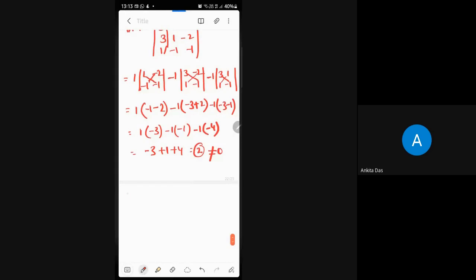So here det A is not equal to 0, so we can apply the inverse method.